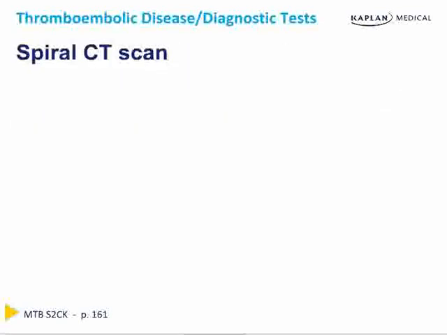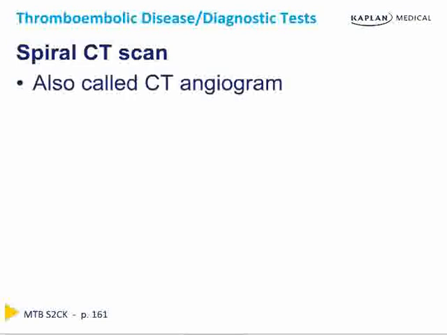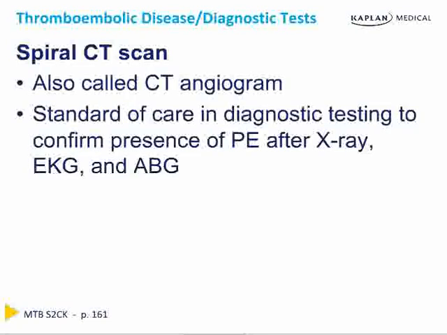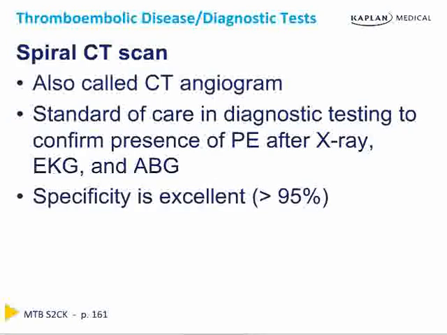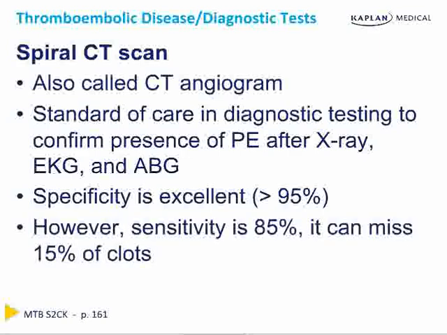The spiral CT scan is often used as an accurate test for thromboembolic disease. It's also called a CT angiogram and is the standard of care in diagnostic testing to confirm the presence of a PE. Remember, you're doing this test after the initial tests of X-ray, EKG, and ABG. The specificity is quite good at 95%. However, the sensitivity is 85%, so you might actually miss up to 15% of clots with a spiral CT scan alone.